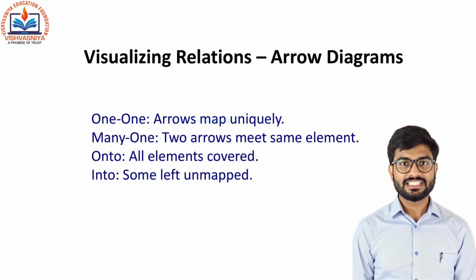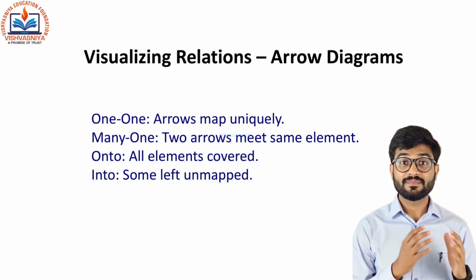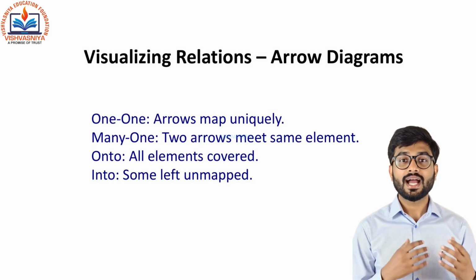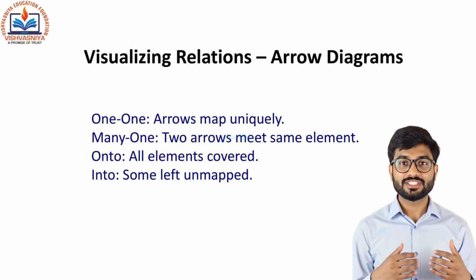Let's visualize these using simple arrow diagrams. In a one-one function, each arrow from set A points to a different element in set B. In a many-one function, two or more arrows from a point to the same element in B. In an onto function, every element in B receives at least one arrow. And in an into function, some elements in B are left without arrows. These diagrams help us see how domain and codomain are connected.